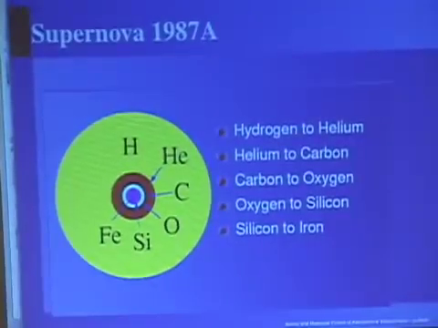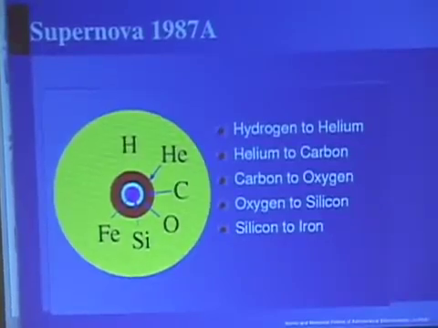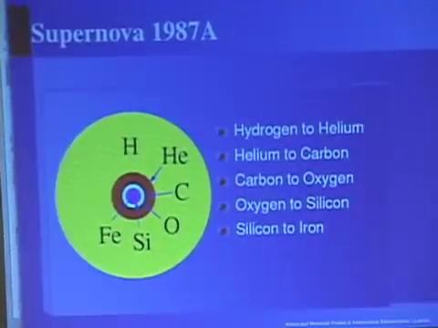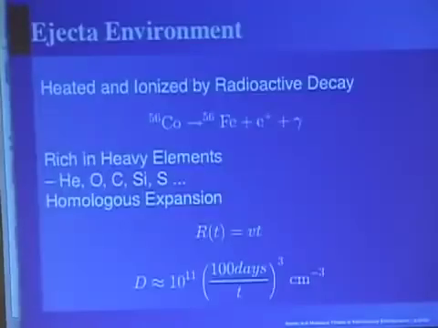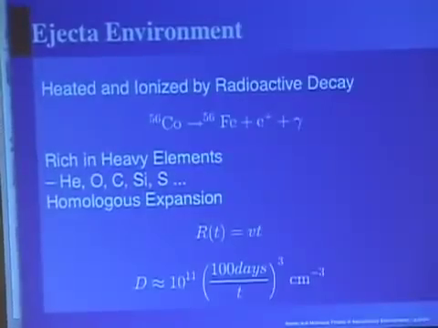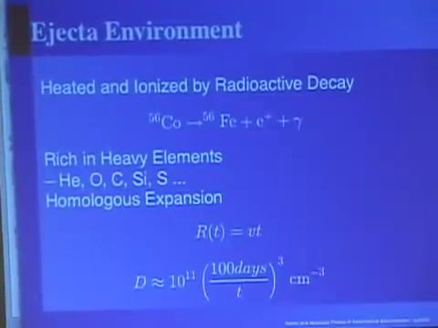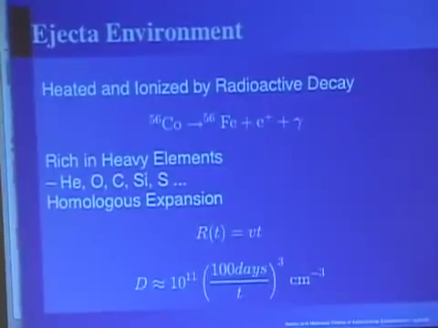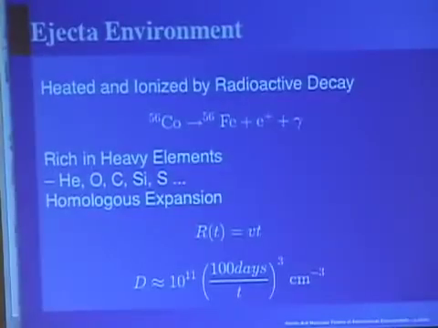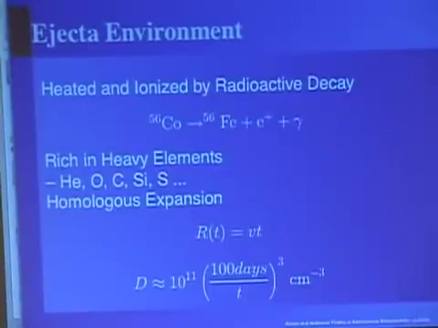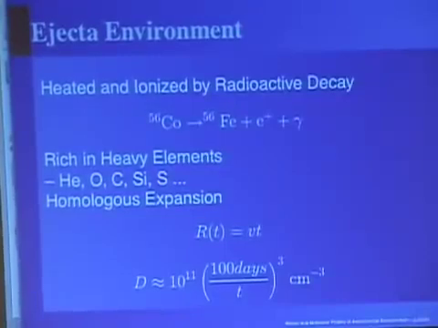But now iron's the most tightly bound of the elements, and so you're not going to be able to keep powering the star by burning iron up to anything, and instead the star blows up. And this iron core collapses away, makes a neutron star, kicks off the ejecta. The ejecta is additionally heated and ionized by radioactive decay by cobalt-56 that was made during the explosion. And it's rich in heavy elements.